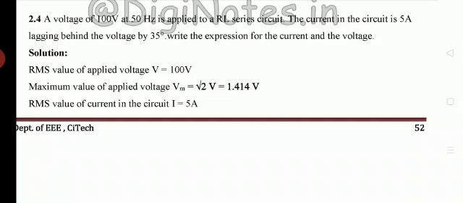So try to understand here which type of circuit is given and what data is given in the problem, and what we need to calculate. Once again you read the problem, a voltage of 100 volt, the frequency is given at 50 hertz, is applied to an RL series circuit. So directly they have mentioned in the problem that it is an RL series circuit. The current in the circuit is 5 ampere, lagging behind the voltage by 35 degree. Write the expression for the current and the voltage.